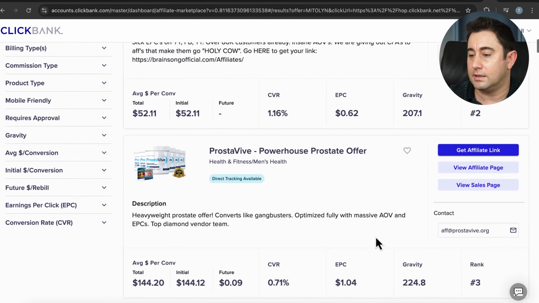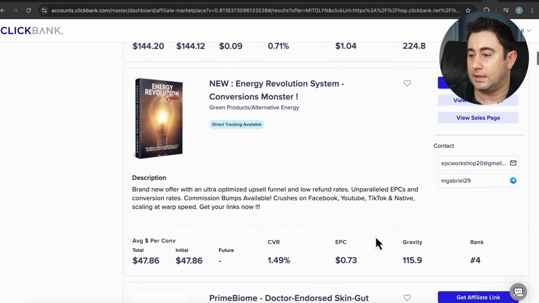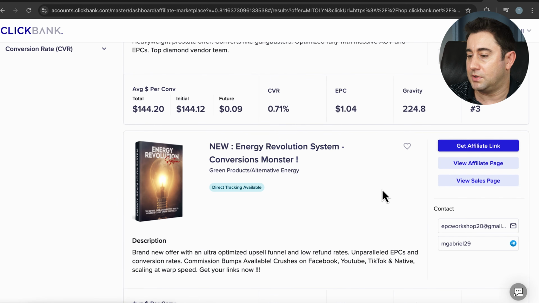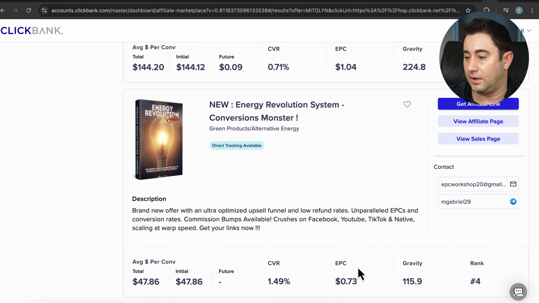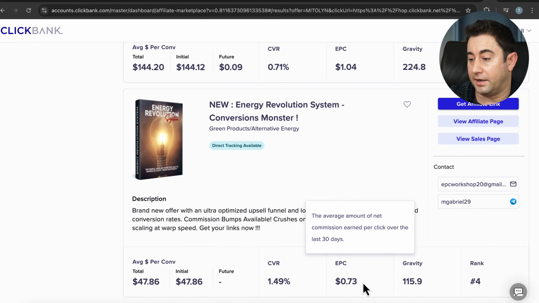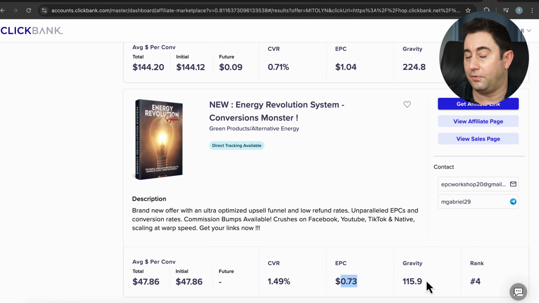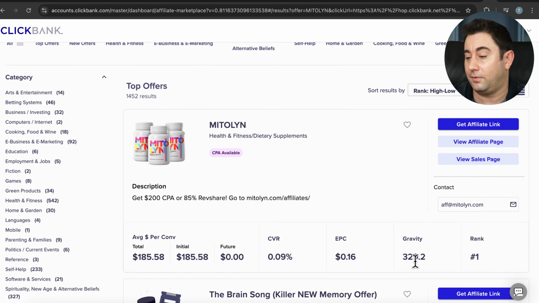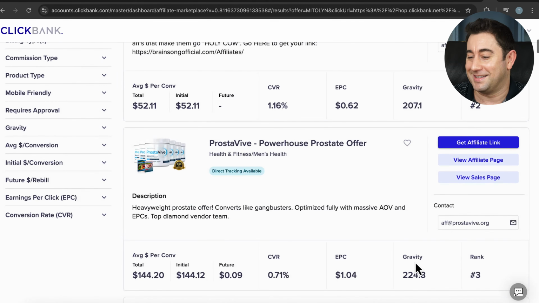We've got the colder weather coming in now. So there's an offer here called the Energy Revolution System. Again, this isn't me pushing any of these offers, guys. I'm just looking at the data here with you. We can see the EPC is a little bit higher, towards $1, which is something I'm more comfortable working with. The gravity is 115, so very solid. Well, not quite the 329 gravity that we had at the top there, guys, okay?